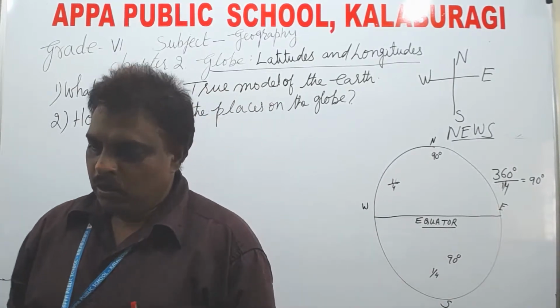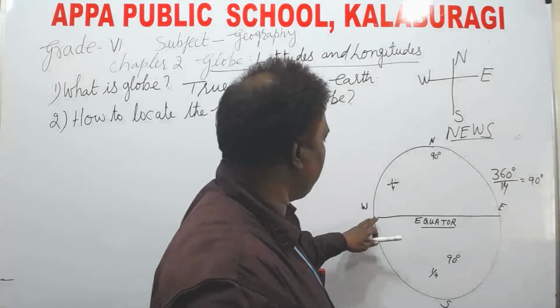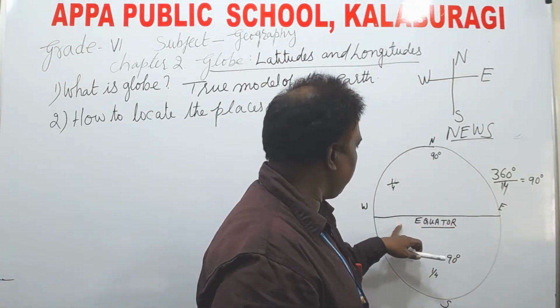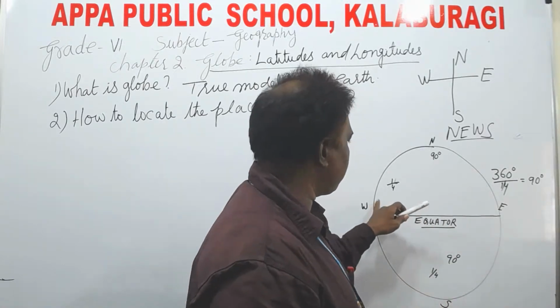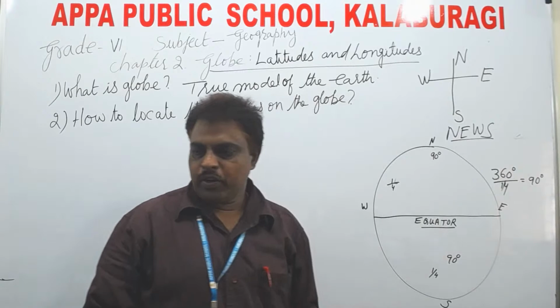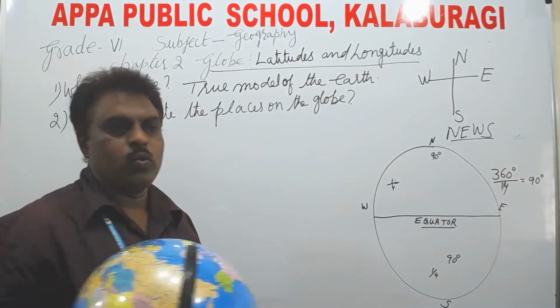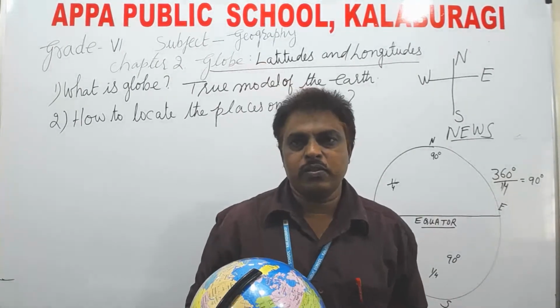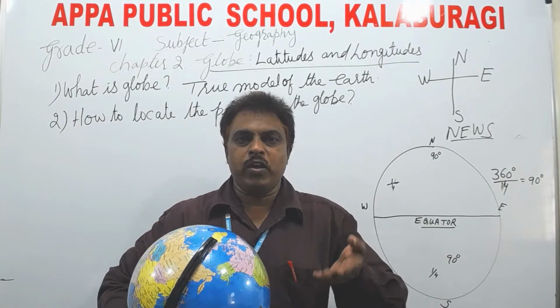Next, how to locate. Through this we can locate. First we see the equator, and then the north side and south side, east or west side. All together we call this NEWS. Now, for example, we can find out. We'll go to our own place, that is India, or we can see where we are staying.